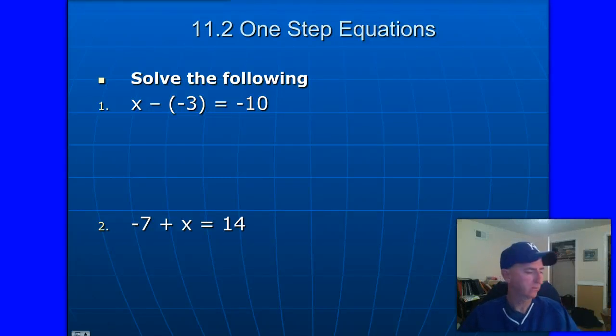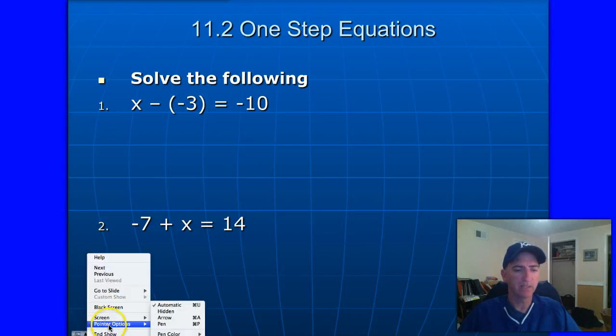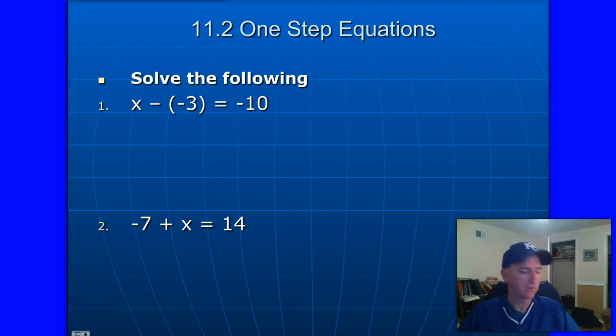Hello there, welcome to some more from chapter 11. This is the page you should be on. We just finished talking about collecting like terms and simplifying those expressions, and now we're going to look at how to solve when we have negative numbers involved. So let's just jump right through the process that we've learned here.